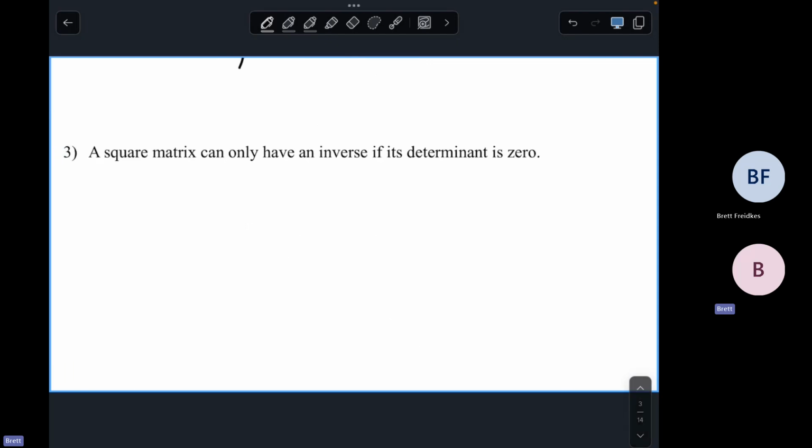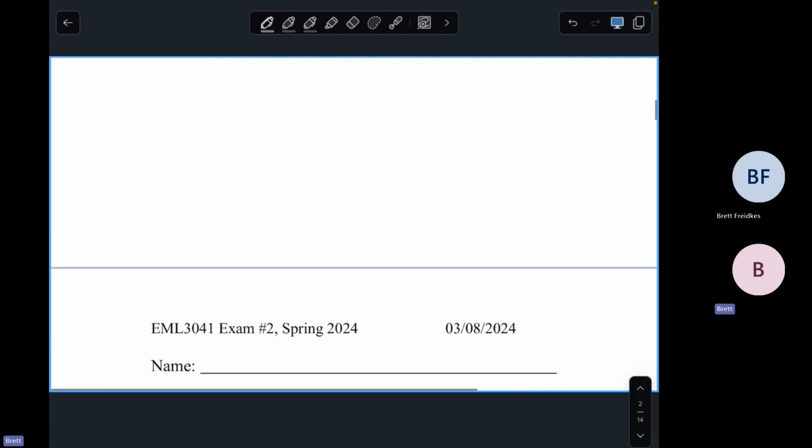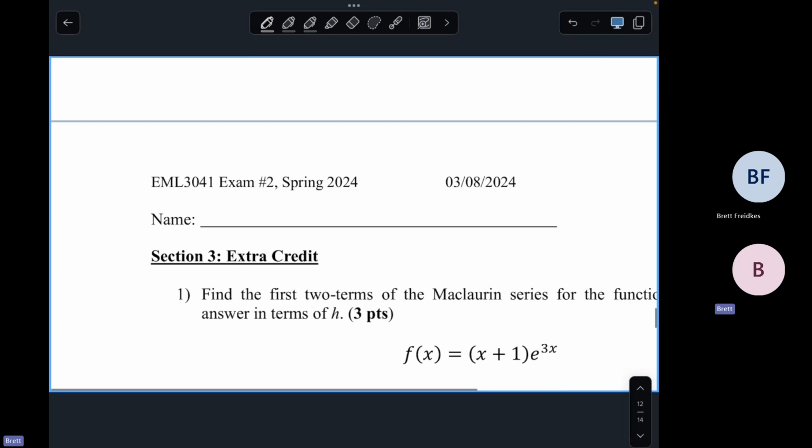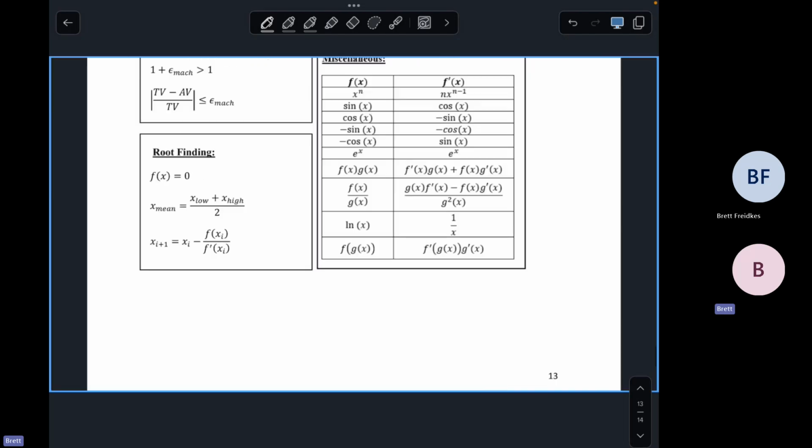A square matrix can only have an inverse if its determinant is 0. What? Don't forget you have a formula sheet. If you want me to scroll up to the formula sheet, we can look, or scroll down. I posted your formula sheet, by the way. It's on Canvas.